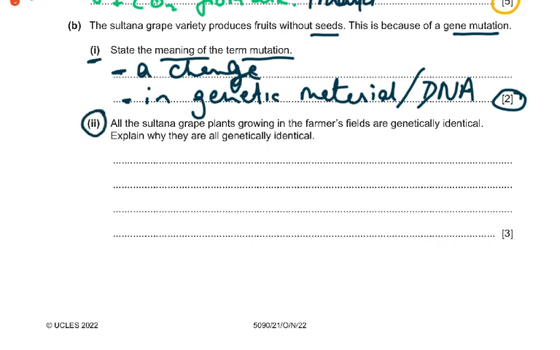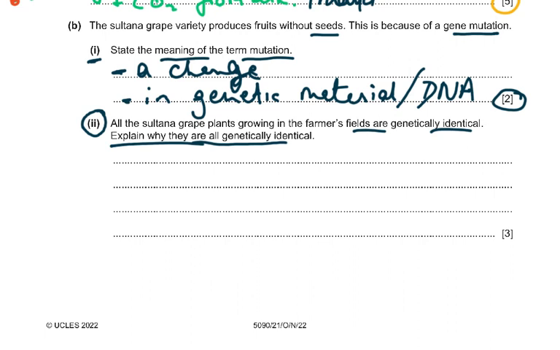Now part 2, all the sultana grape plants growing in the farmer's field are genetically identical. Explain why they are all genetically identical. Why are they genetically identical? Because there are no seeds. It's all asexual reproduction, or you can say vegetative propagation.